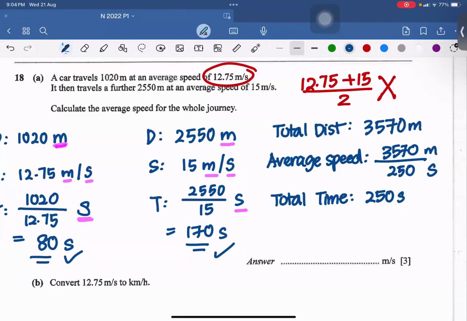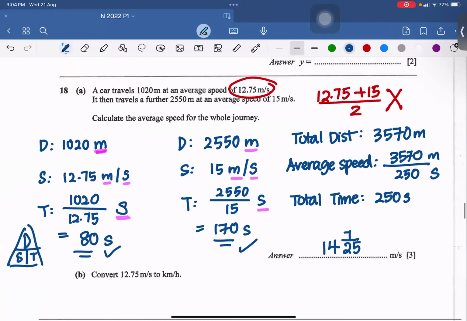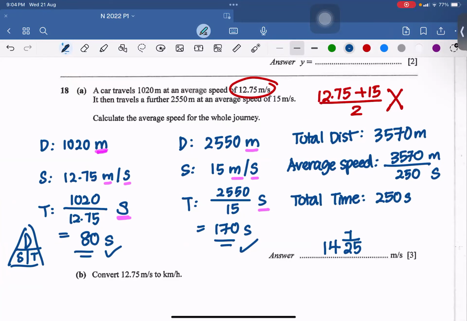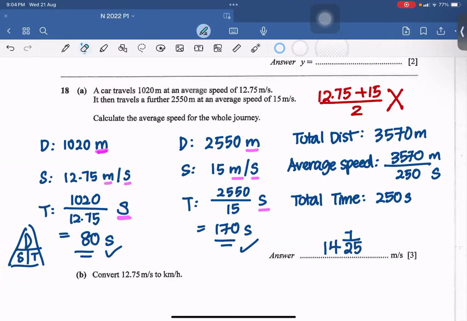Answer, not a nice number. I'm not going to give decimal places. I'm going to put a fraction as the final answer. Are you okay with this? Is this okay? This one, sure. A lot of students take the two numbers, add them together, and divide by 2. No, cannot. Total distance divided by total time.